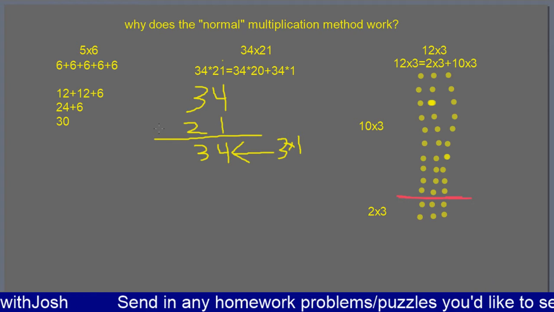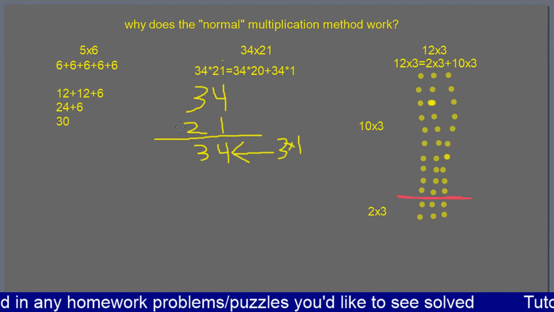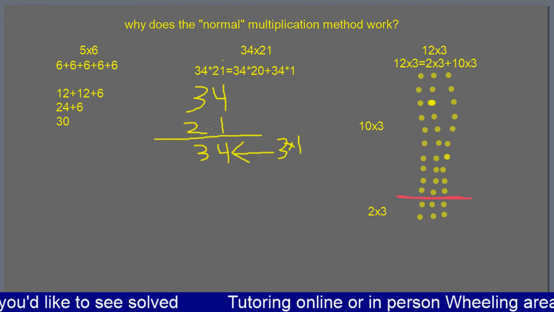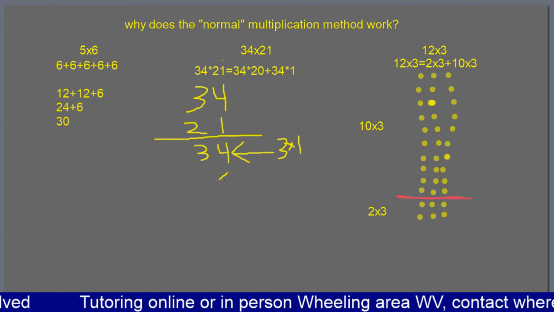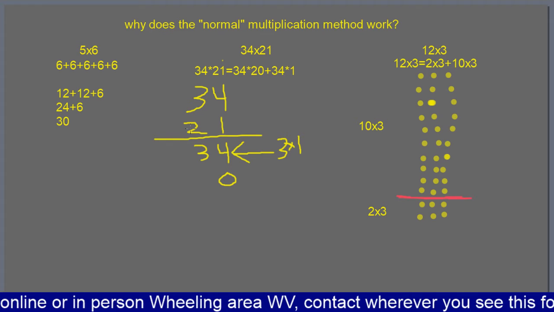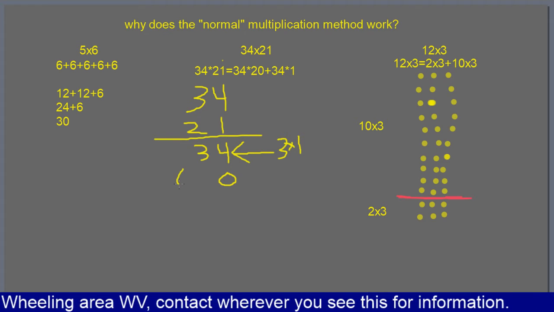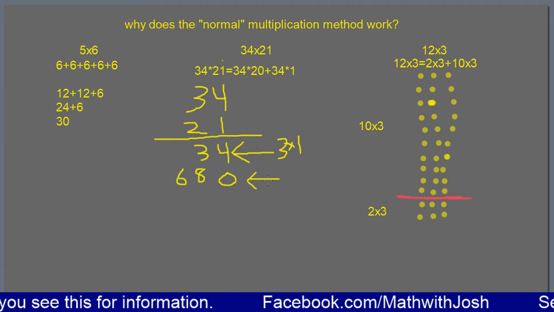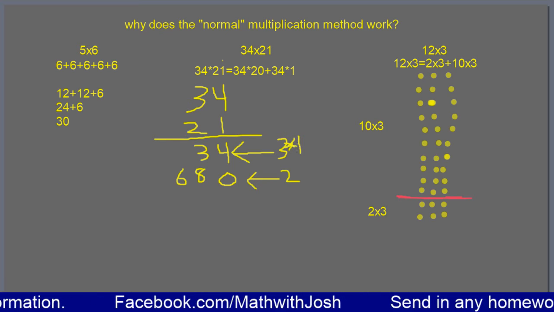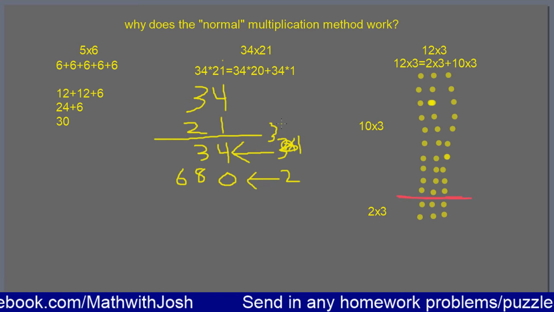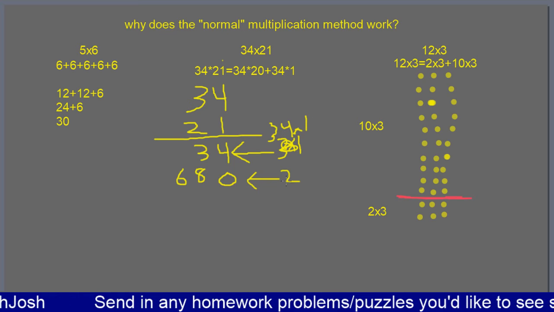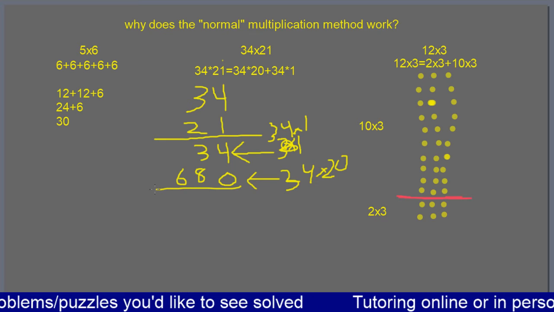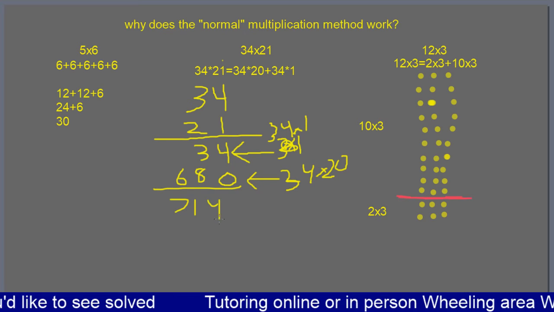Now for the second step, secretly what's going on is we're not multiplying 34 by 2, we're multiplying it by 20 because the 2 is in the tens place. So first we put a 0 in, and then we do 2 times 34 is 68. Notice this is 20. Oh, I see what I did there. Sorry. 34 times 1. And this is 34 times 20. And when we add them, we're going to get 714.